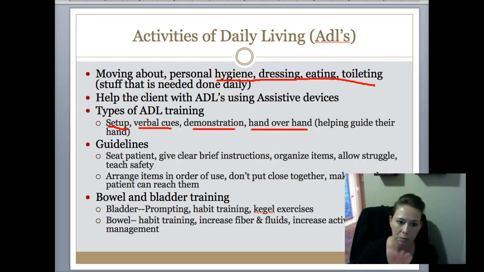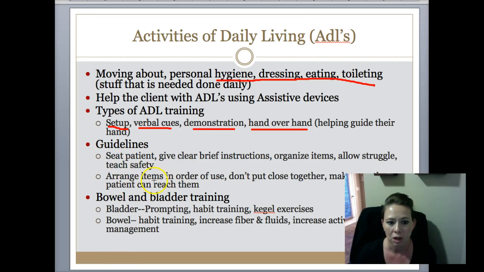Okay? When you're helping them with their ADLs, you need to set up the patient with their belongings. Maybe you need to give clear, brief instructions. You might need to organize them, allow them to struggle a little bit, and teach them safety. Okay.